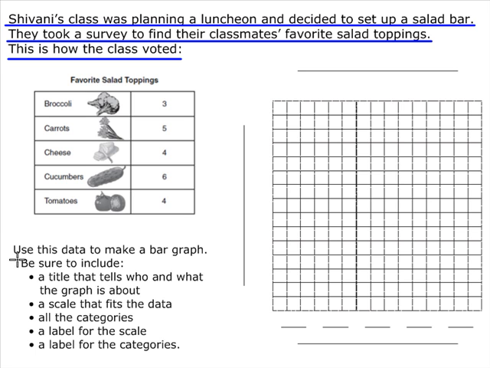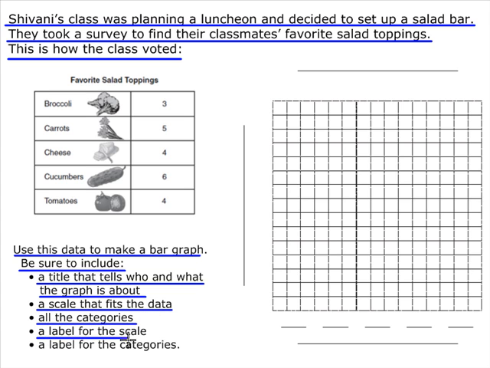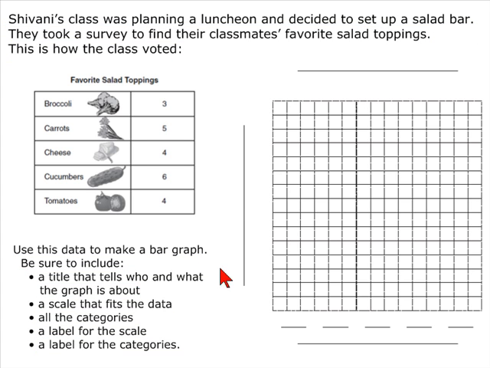So in our bar graph, we're to use this data to make a bar graph, and we're asked to be sure to include a title that tells who and what the graph is about, a scale that fits the data, all the categories, a label for the scale, and a label for the categories. Well, let's work through these in order.